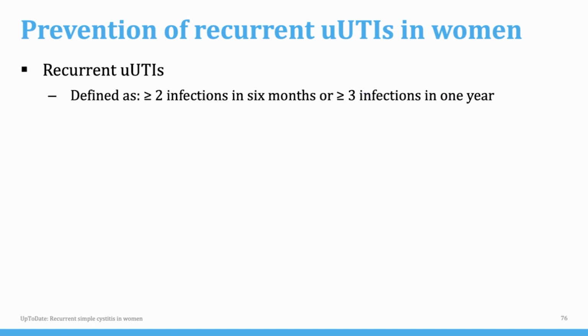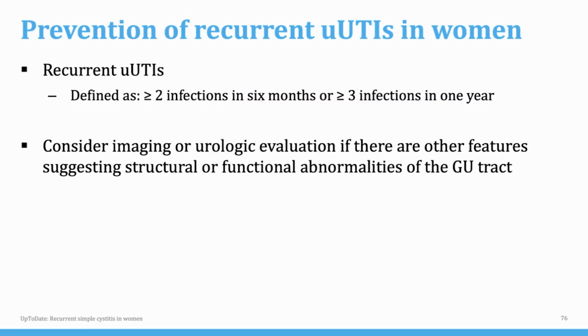This is defined as at least 2 infections over the past 6 months, or at least 3 infections over the past year. You should always keep in mind that you may need to pursue imaging or urologic evaluation. If there are other features suggesting structural or functional abnormalities of the GU tract, maybe they have an anatomic defect that could be addressed by urology, or they have an issue with aging and could benefit from urogyne rehab for incontinence.